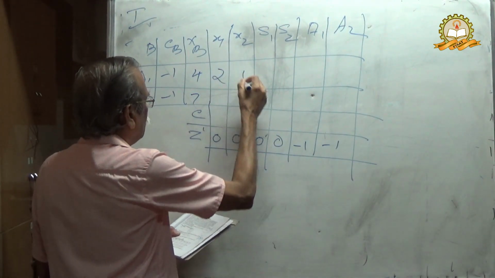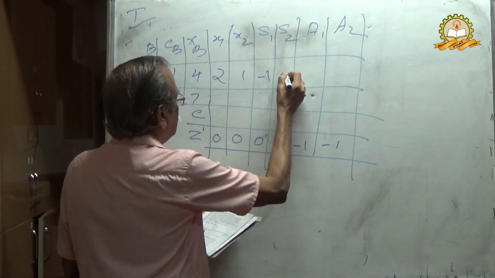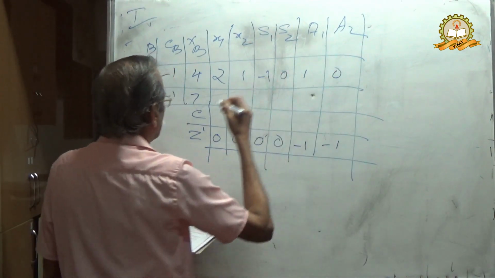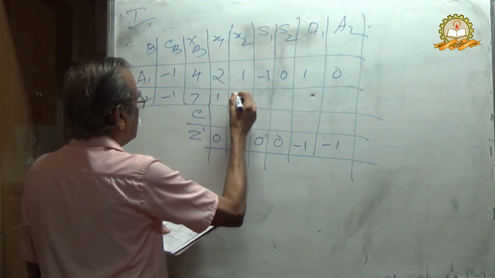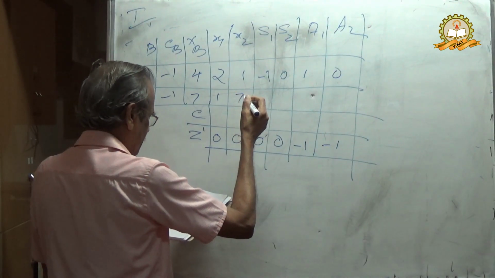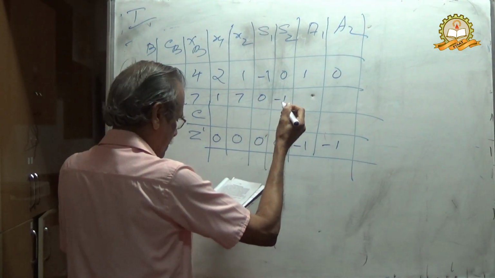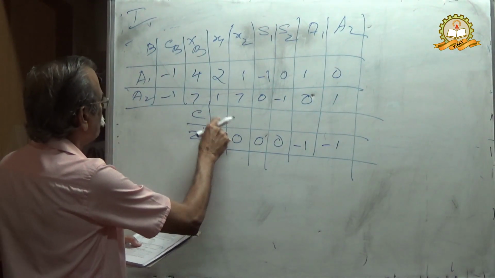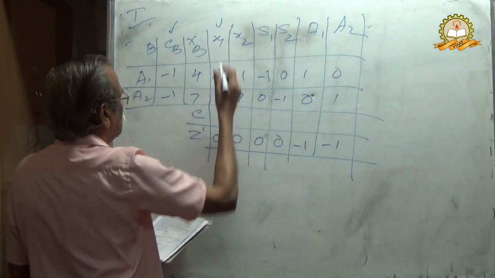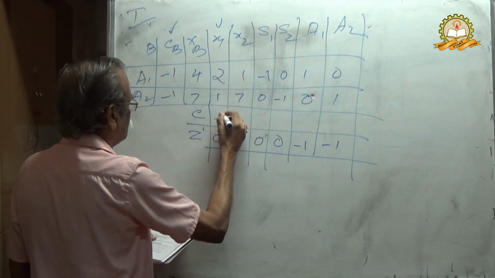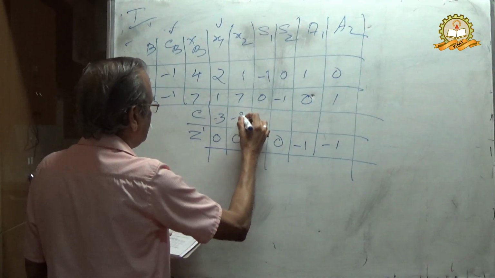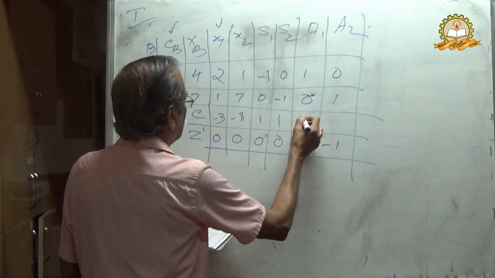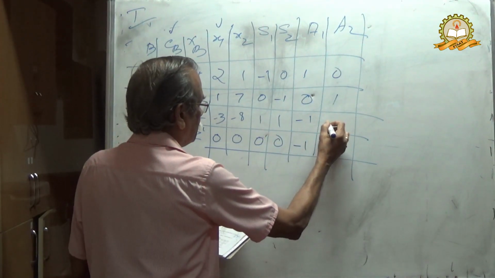Here you have 2, 1, minus 1, 0, 1, 0. In the second one, 1, 7, 1, 7, 0, minus 1, 0, 1. Therefore, this will be minus, you multiply these two, minus 3. Here you have minus 8. Here you have 1. Here you have 1. Here you have minus 1. Here you have minus 1.